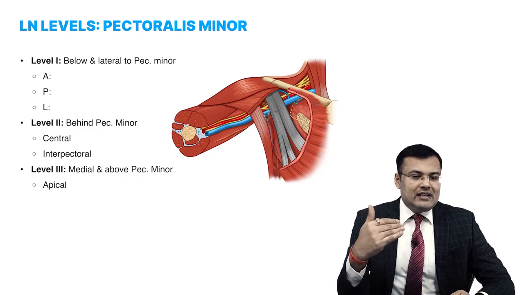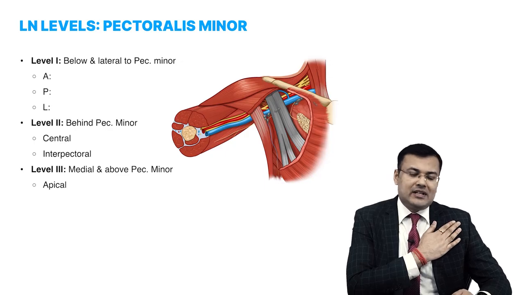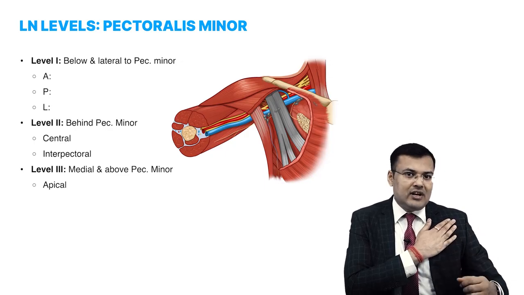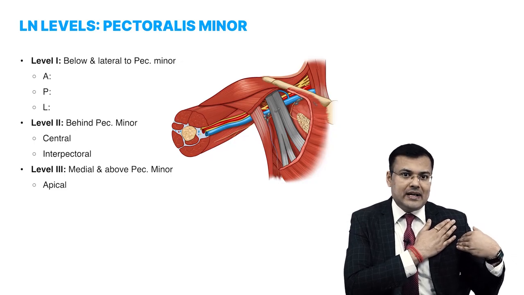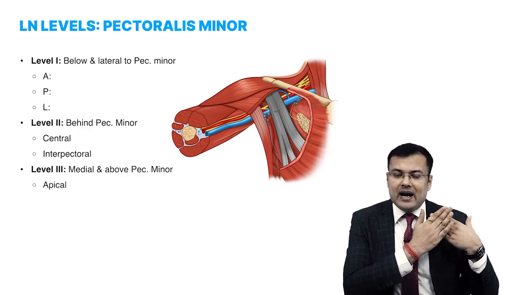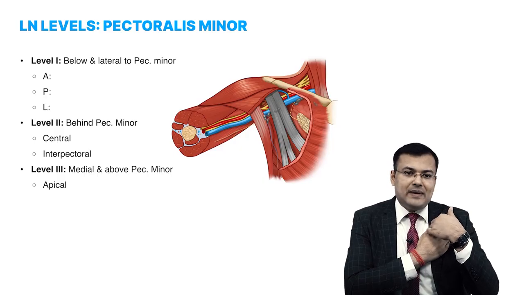So lymph node levels are 3. Lymph node level 1, 2, 3 in relation to one muscle. Can you tell me which muscle? It is pectoralis minor. So see the lymph node levels. Level 1, it is located below and lateral to pectoralis minor. Level 2, it is located behind pectoralis minor. And where is level 3? Medial and above pectoralis minor.